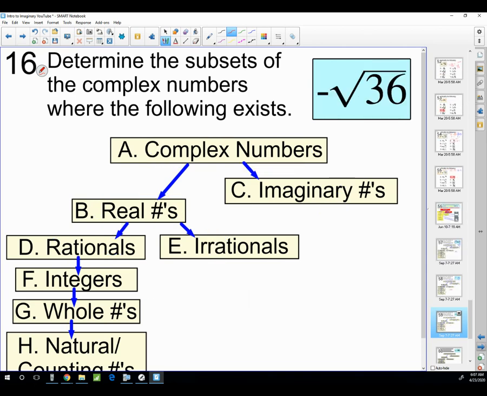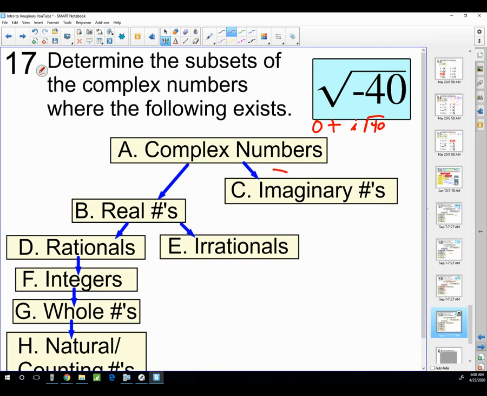Number 16, getting close to the end. This is real. So you might want to rethink this as -6 plus 0i. And again, that's because that's 0i, it's not C, so it's AB. -6 is a rational number, and it is an integer. It is not a whole number. Whole numbers are 0 and positive. I think this is the last one. Now, that's an imaginary number, so we might want to rewrite that as 0 plus i times root 40. Now, root 40 would simplify, but we really don't need it. And so the coefficient is non-zero, so it's AC again.